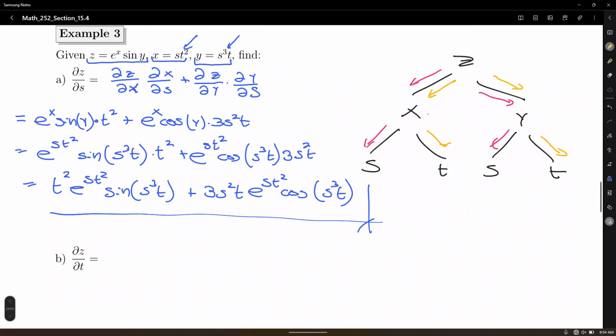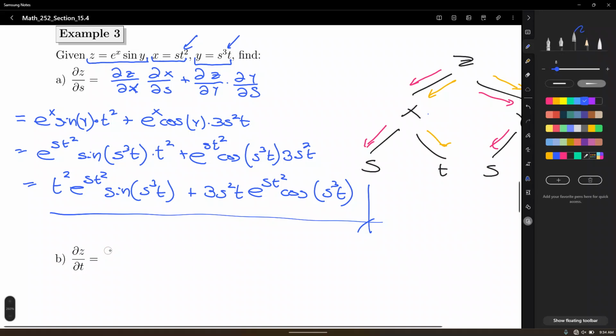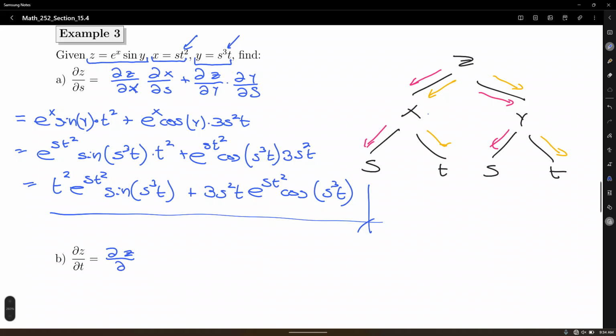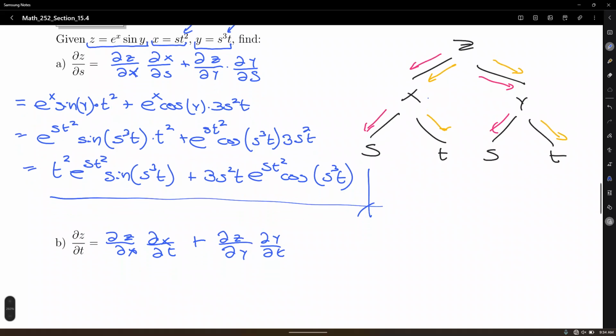So, to go from z to t, we need to go from z through x and then from x to t. That is the partial of z with respect to x and then the partial of x with respect to t, plus the contribution from the other branch, z through y and then y through t. That is the partial of z with respect to y, partial of y with respect to t. And let's just find the partial derivatives in a similar way we did in part A.